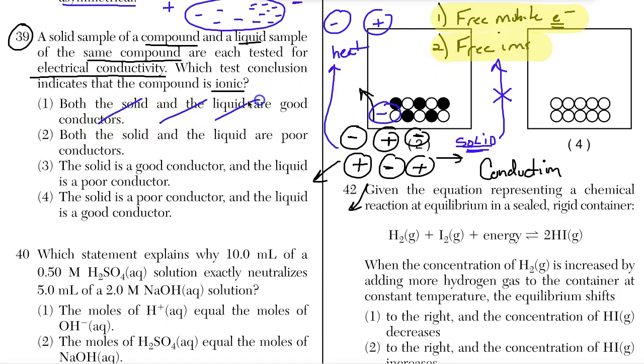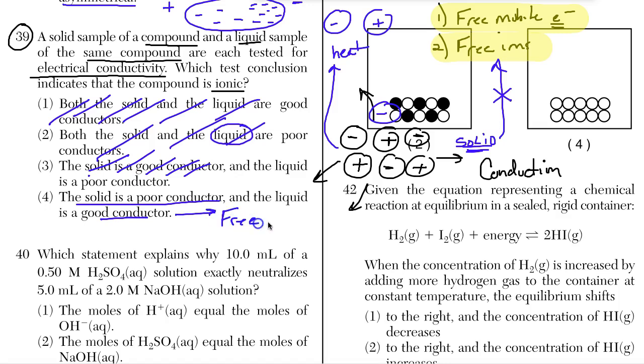No, the solid does not have free moving ions. Both the solid and liquid are poor. No, the liquid would be great because it has free ions. The solid's a good conductor. No, it is not, because it does not have free ions. And four, the solid's a poor conductor. True. Ions are locked in a crystal lattice, but the liquid's a good conductor because the liquid has free mobile ions. So that's why choice 4 is the answer.